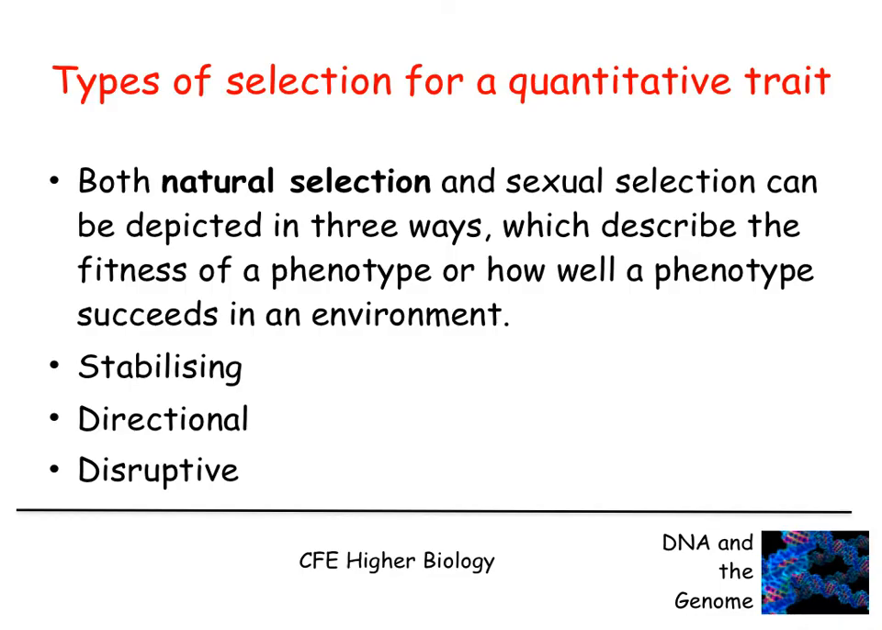So this is all about natural selection and actually sexual selection and how they're depicted. They can be depicted in 3 ways, which describe the fitness of a phenotype, or how well a phenotype succeeds in an environment. And the 3 ways that we're going to be looking at are stabilising selection, directional selection, and disruptive selection. And I'll talk about those in a moment.